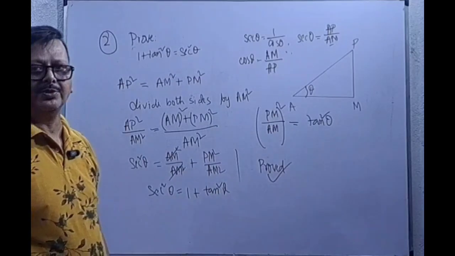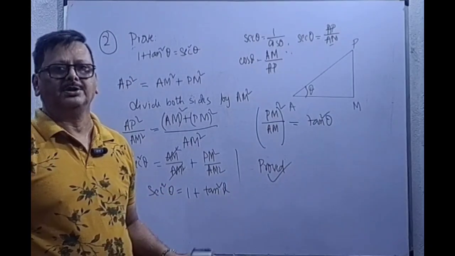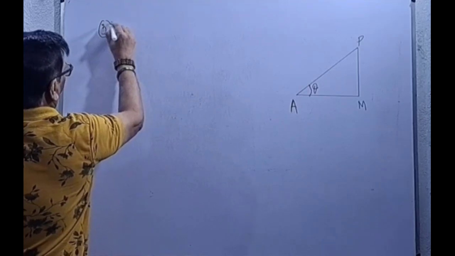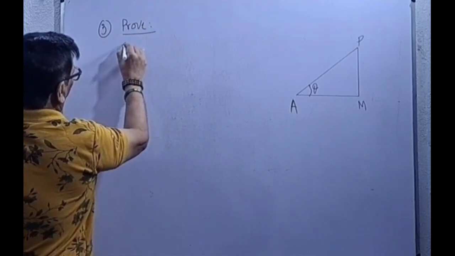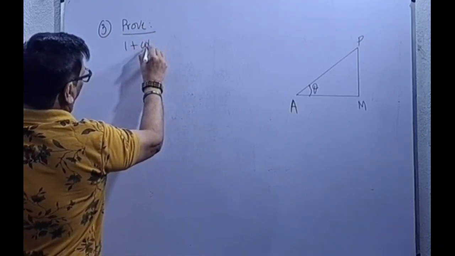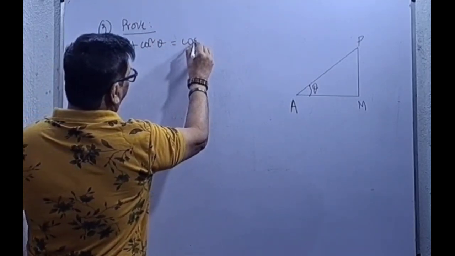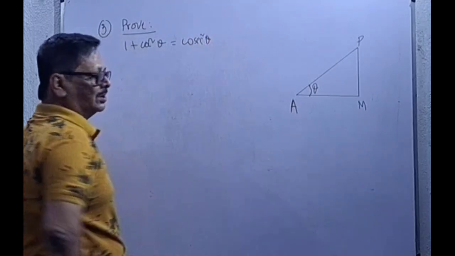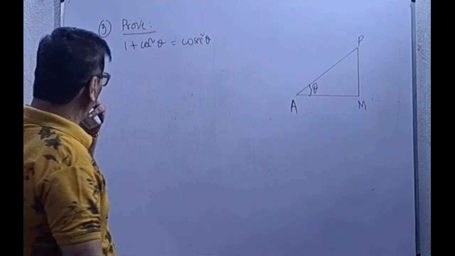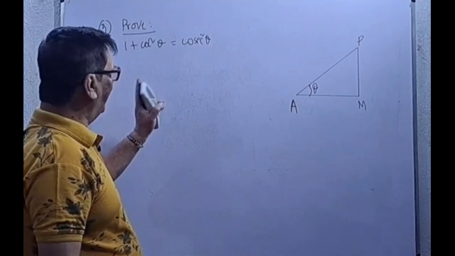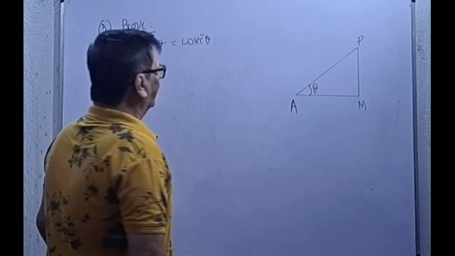Now we move on to the proof of 1 plus cot² theta is equal to cosec² theta. Okay? Number 3. Prove 1 plus cot² theta is equal to cosec² theta. Right, we apply the same technique in proving this also, but before that let us find out the value of cot theta and cosec theta in terms of the sides of the triangle, right?